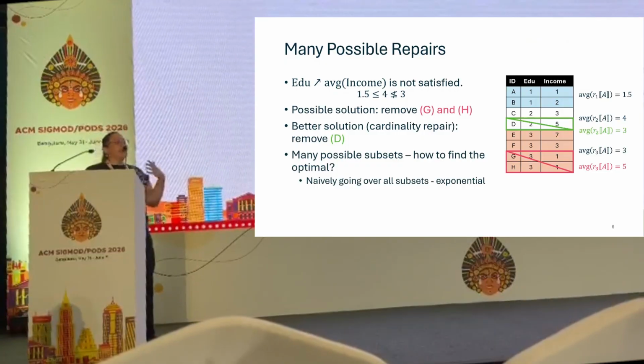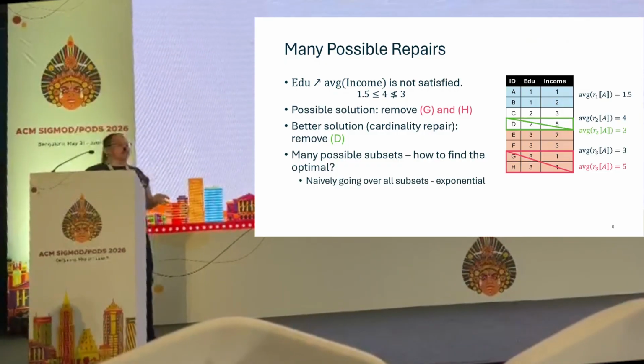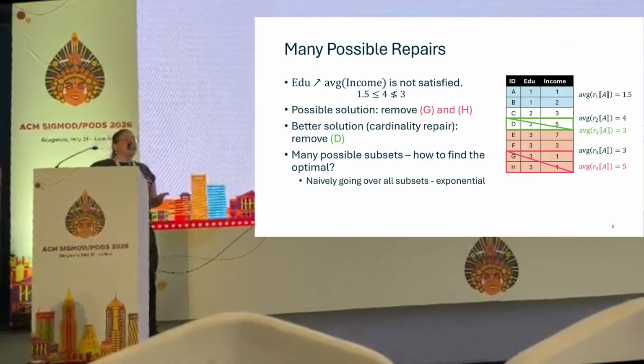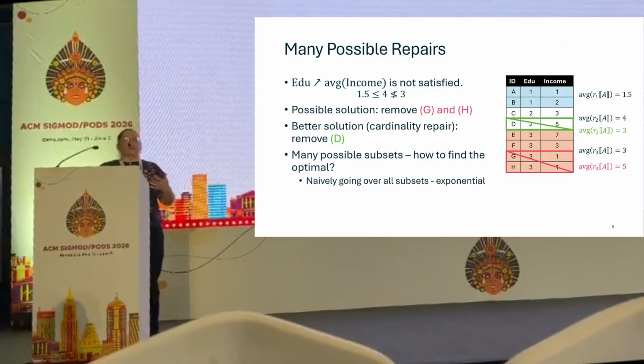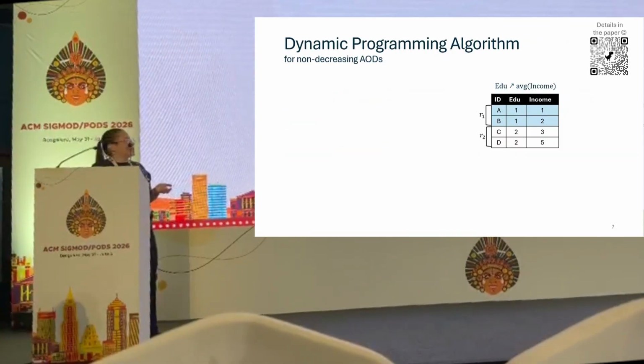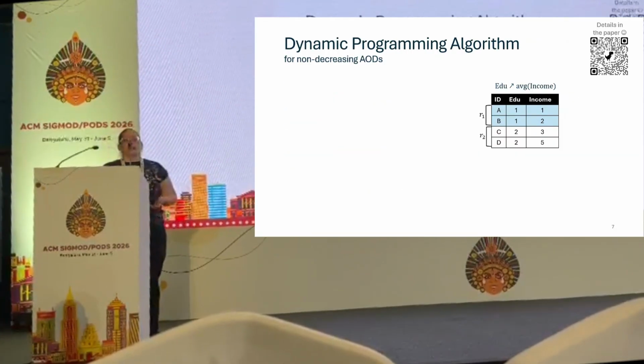So there can be many different subsets that satisfy the trend, and the question is, how do we find the optimal one? Because naively going over all the subsets would take exponential time. So can we do better? And the answer is yes, using a dynamic programming algorithm.